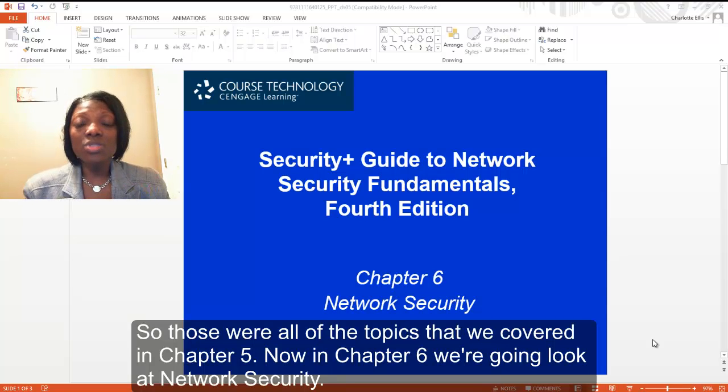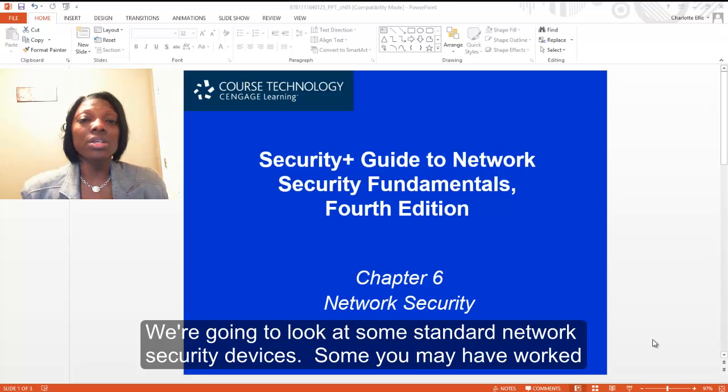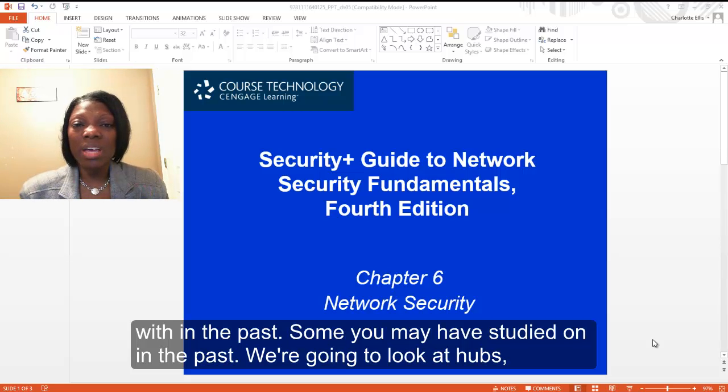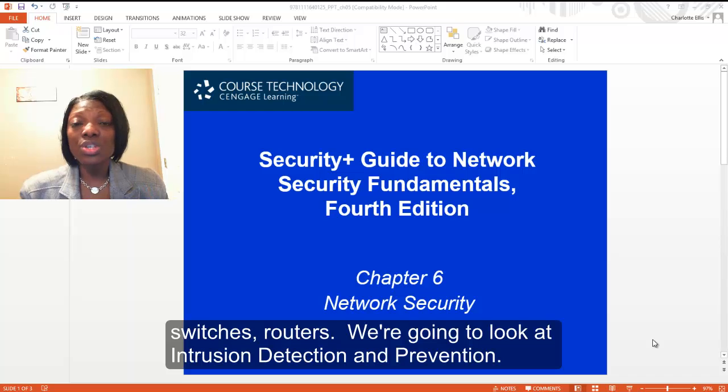Now in Chapter 6, we're going to look at network security. We're going to look at some standard network security devices. Some you may have worked with in the past, some you may have studied in the past. We're going to look at hubs, switches, routers. We're going to look at intrusion detection and prevention.